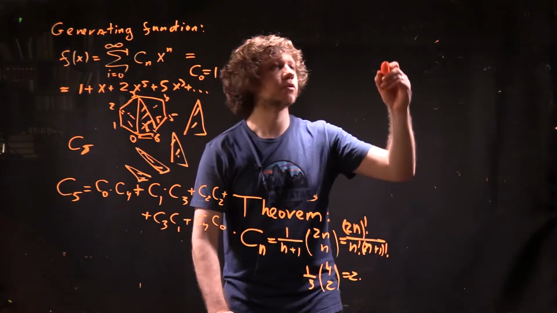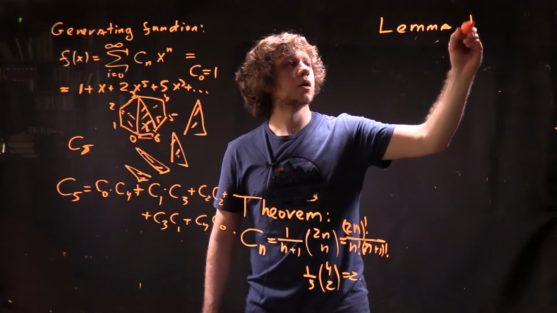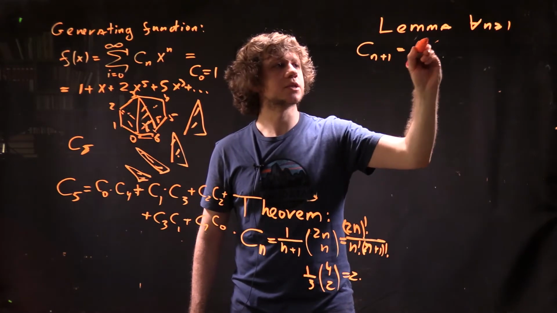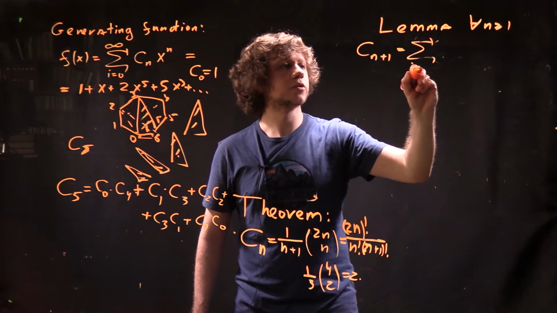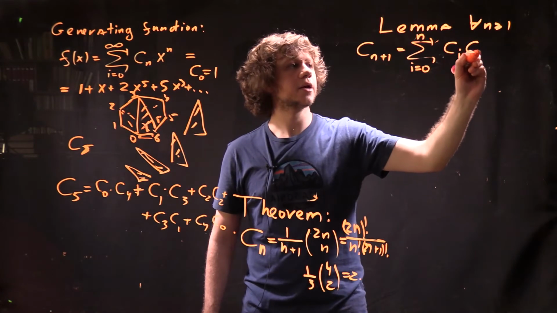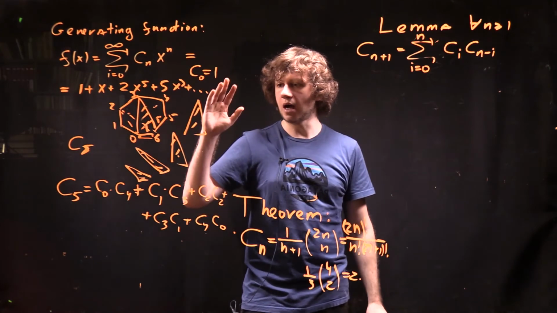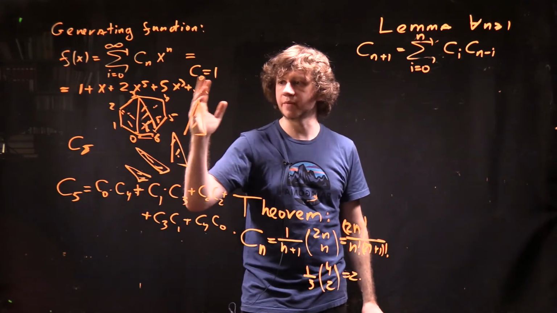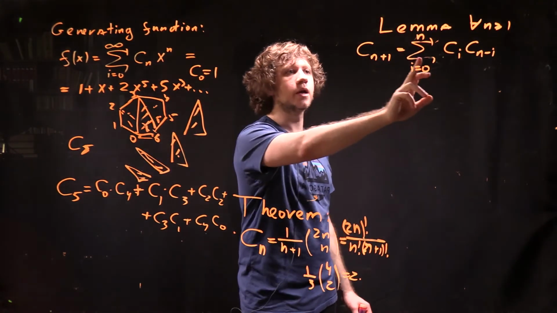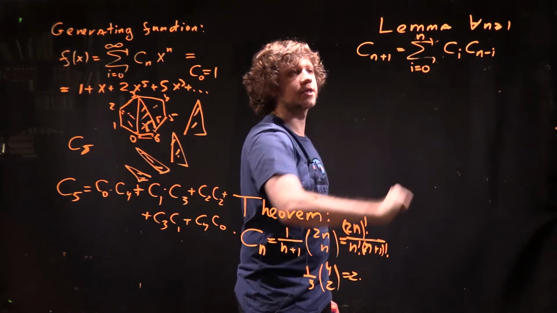Okay, so let me prove the general statement. So, lemma: for any n greater or equal than 1, Cn plus 1 equals the sum from i equal 0 to n of Ci Cn minus i. Okay, so I want to construct a bijection between triangulations of the n plus 3 gon and pairs of two triangulations of an i plus 2 gon and an n minus i plus 2 gon.